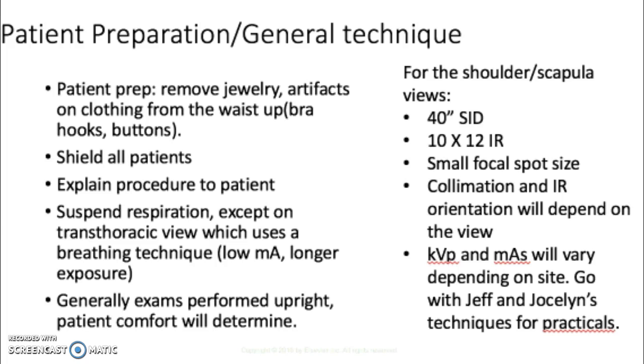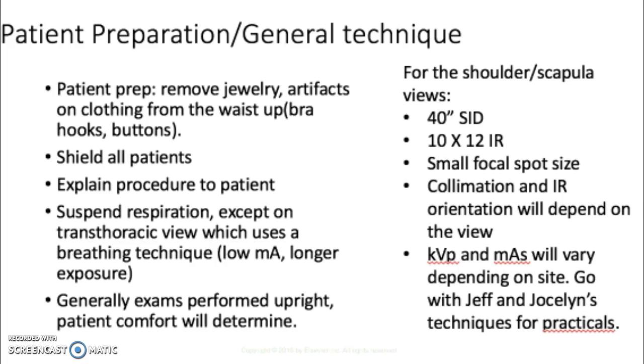All of these views are going to be 40-inch SID. Most of them are going to be 10 by 12 image receptor, and all of them will be small focal spot size. Your collimation and your IR orientation will depend on the view, because some of them you'll do crosswise and some of them, like the Y view, you might do lengthwise. So it just depends. KVP and mAs will vary, of course, depending on where you are and the type of equipment you have, but use Jeff and Jocelyn's techniques for your practicals. That's probably your best bet.